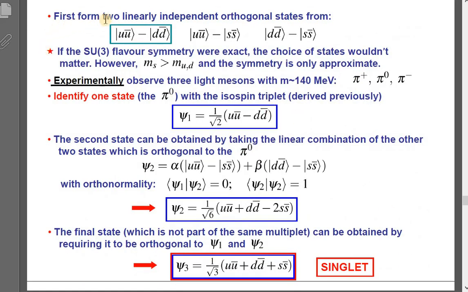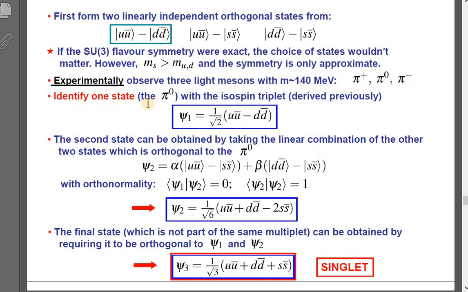So first, we form 2 linearly independent orthogonal states from this. Now, if the SU3 flavor symmetry were exact, the choice of states wouldn't matter. However, since the mass of the S quark is greater than that of U or D, the symmetry is only approximate. Now, we observe 3 light mesons with mass of the order of 140 MeV. These are the ones, pi plus, pi 0 and pi minus.